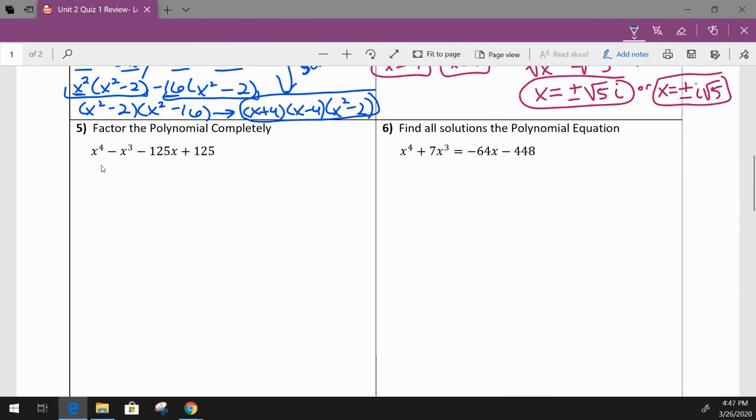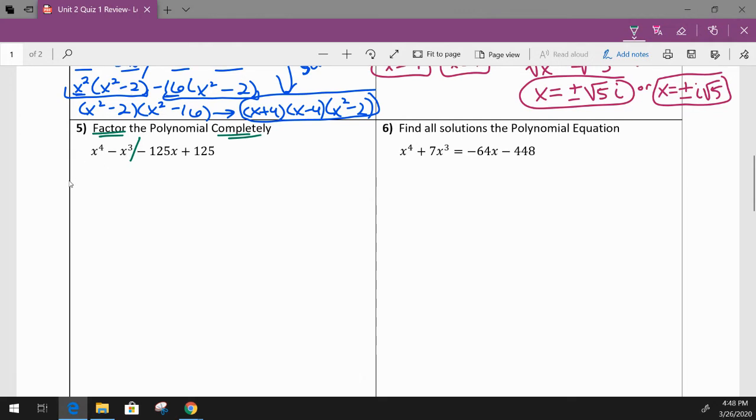So in problem number 5, we have 4 terms, and we're just factoring completely. There is no equal sign. We are not solving for x. Since there are 4 terms, and there are not any like terms in all 4 terms, there is no greatest common factor of the whole polynomial. So we're going to factor by grouping right away.